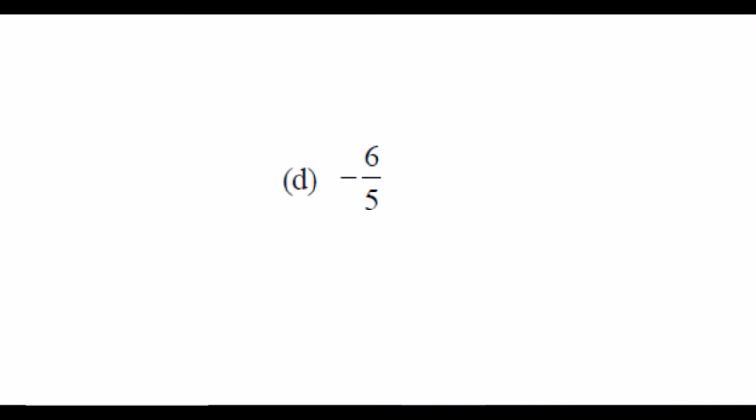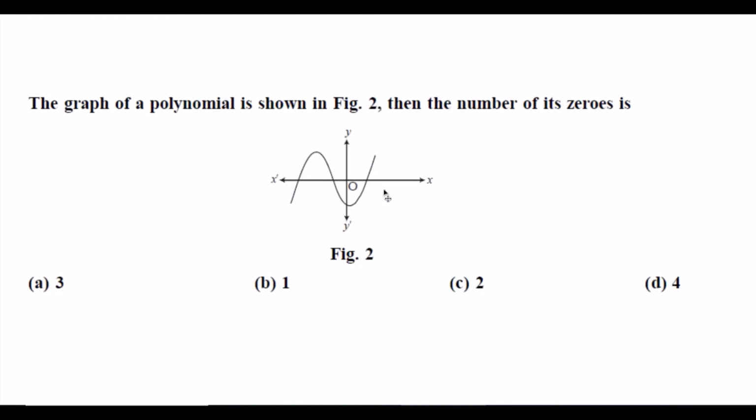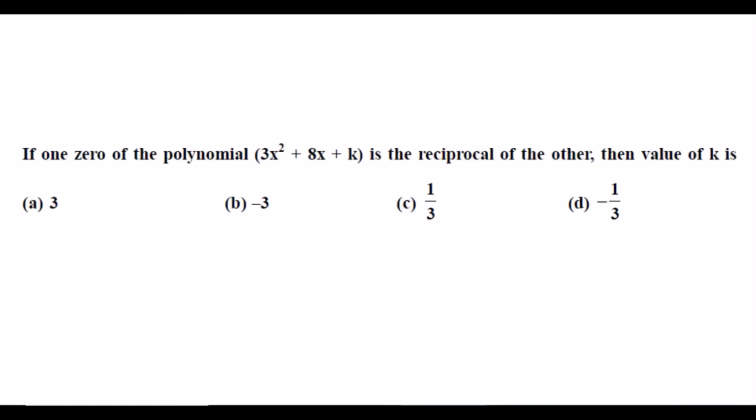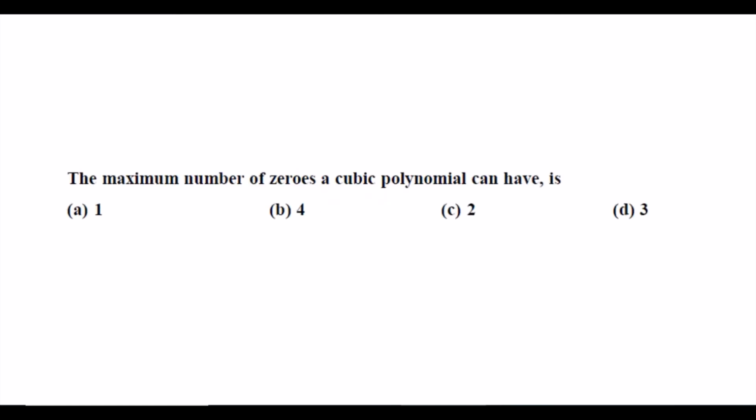Now look at the next question. Here one graph is given. You have to find the number of zeros. Yes, it intersects the x-axis in 3 places, so its value is 3. Here again one zero is the reciprocal of the other. Then find the value of k. Find the product of zeros, that is c by a. From that you will get the value of k. It is 3. Now the maximum number of zeros of a cubic polynomial, of course it is 3.